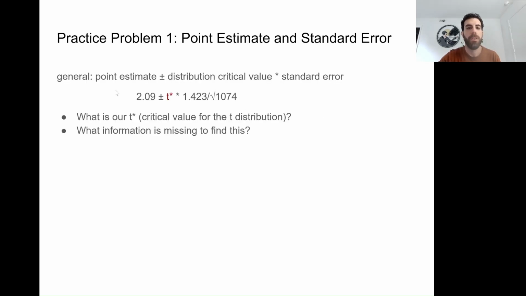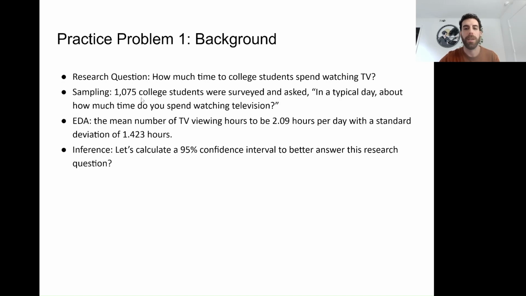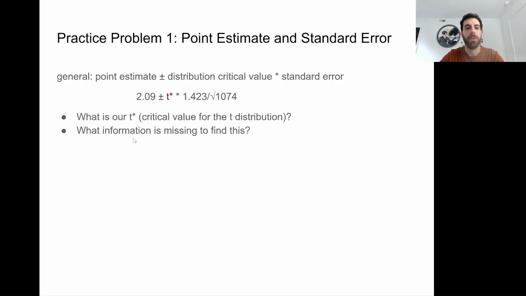So here is our formula, right? We're using 2.09, which we identified as our mean, and we're using the standard deviation of 1.423, and then we're dividing by the square root of the sample size. So we have all of that filled in. We have our standard error filled in, we have our point estimator filled in. The only piece remaining is the distribution's critical value. Now I put a t here for the t distribution.